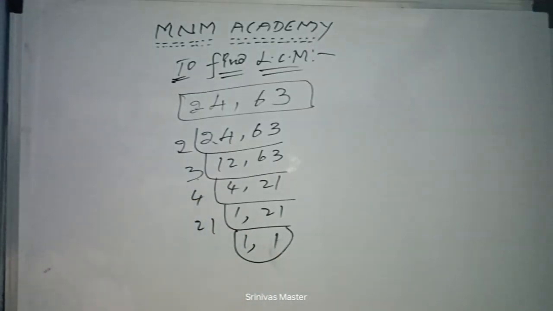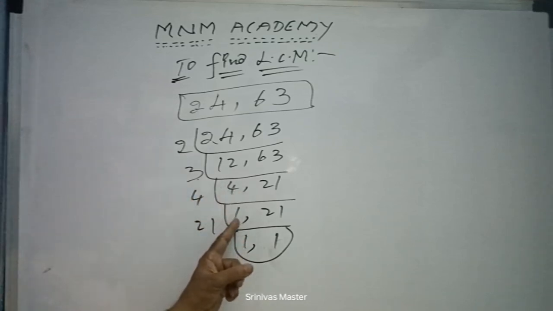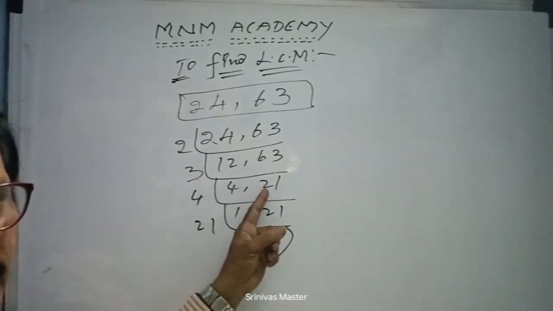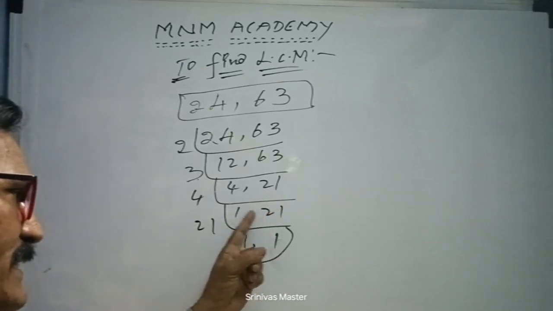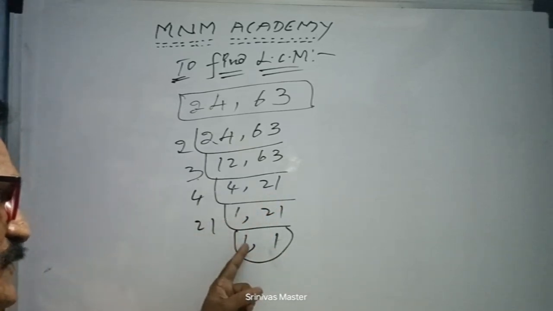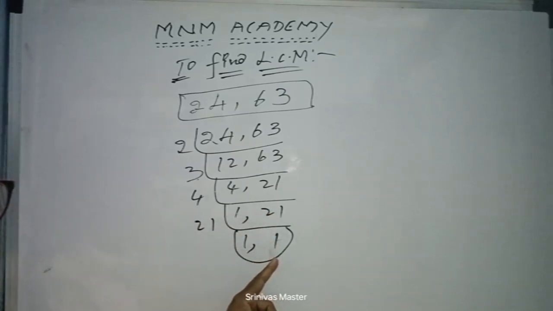So we can take 4 as one of the common numbers. 4 will go in 4 one time, 4 will not go in 21, so as usual we write 21. Then we take the 21. 1 is as usual. Then 21 in 21, how many times? 1 time. Okay children. Now we have to find the LCM.